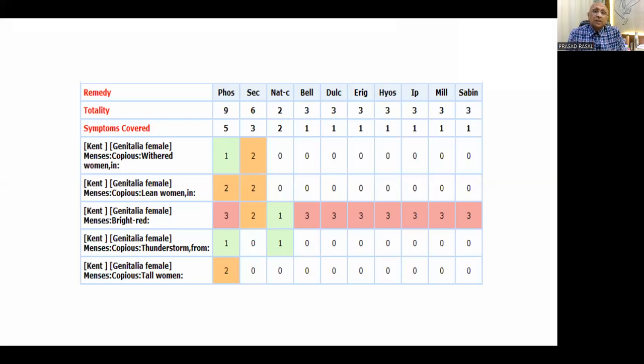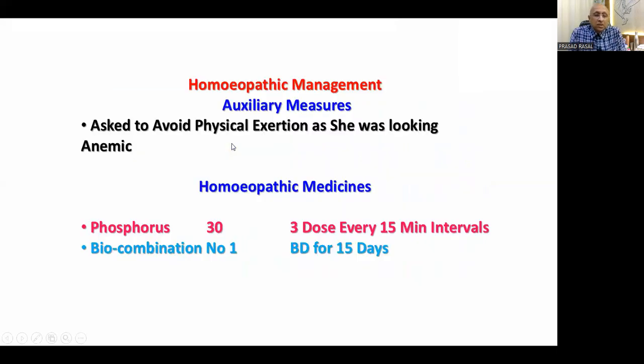We never open the particulars. We generally think only about the first chapter, mind, and we used to think only on that aspect. And many a time it's a judgment, instead of going into the reality, instead of going to what is presented by the patient. So it was very easy to come to phosphorus. So phosphorus was given to the patient, asked to avoid physical exertion as she was looking anemic. This is what sir told her.